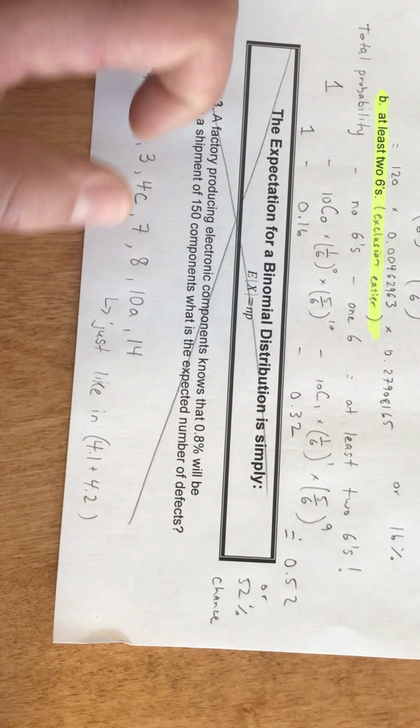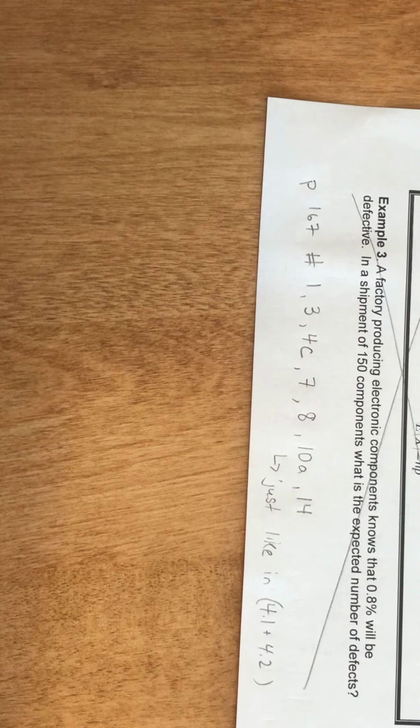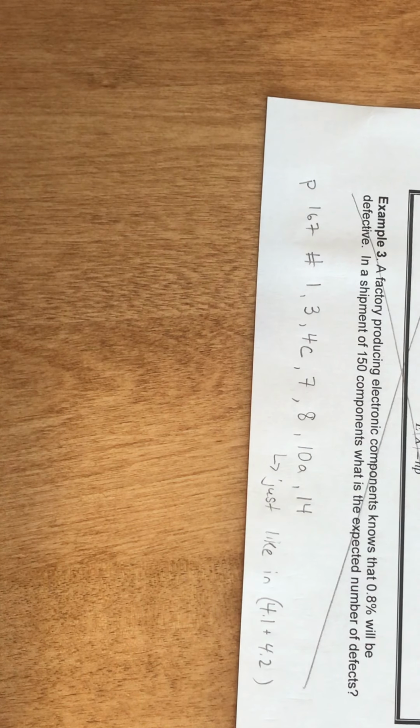Okay, so good luck in today's work. There's not too much. On page 167, 1.3, 4C, 7.8, 10A. 10A is just like the probability distribution that we did yesterday in 4.1 and 4.2 and 14.